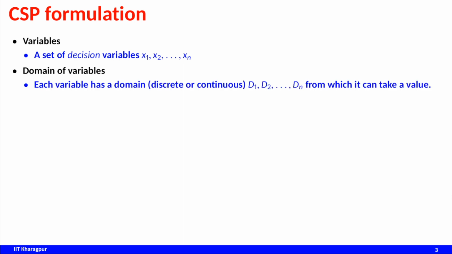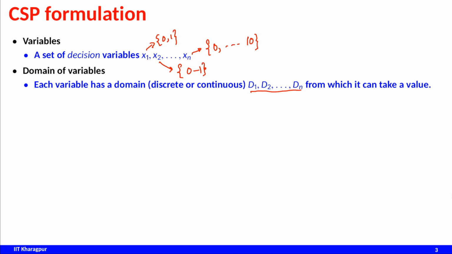Then for every decision variable, we need to specify the domain of those variables. Like, it can be a situation that x1 can take value only 0 or 1, xn can take value from 0 to 10, so on and so forth, and maybe this can take any value between 0 to 1. It can be a real number as well. So for every variable we have to define the domain in which it can take the value.